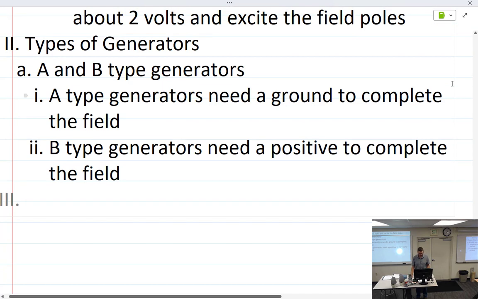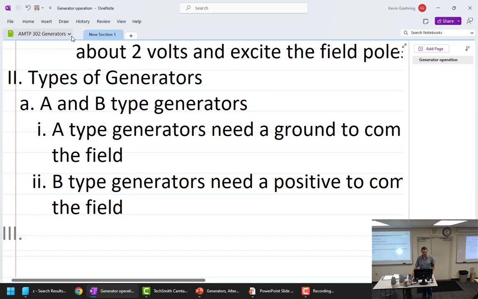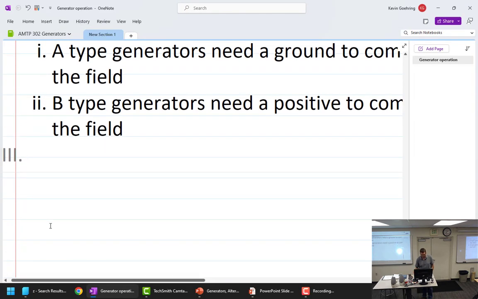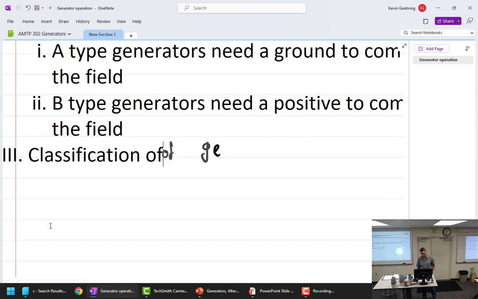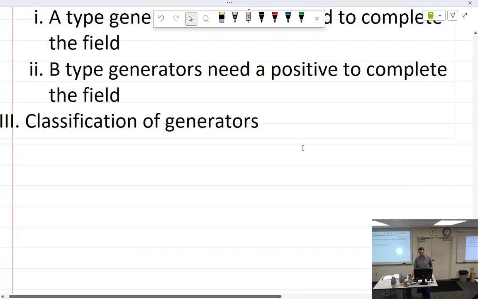All right. Classification of generators. See, now the pen's not there. See, it's not there. Whatever. All right, classification of generators. There they are. Now that thing's there. Okay.